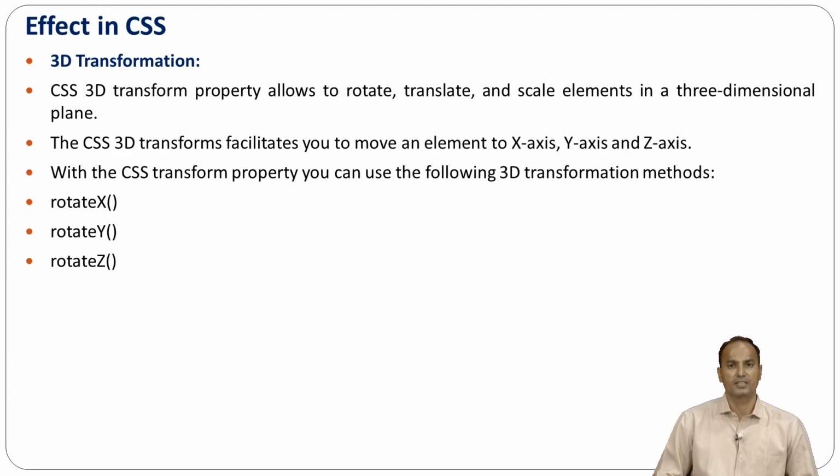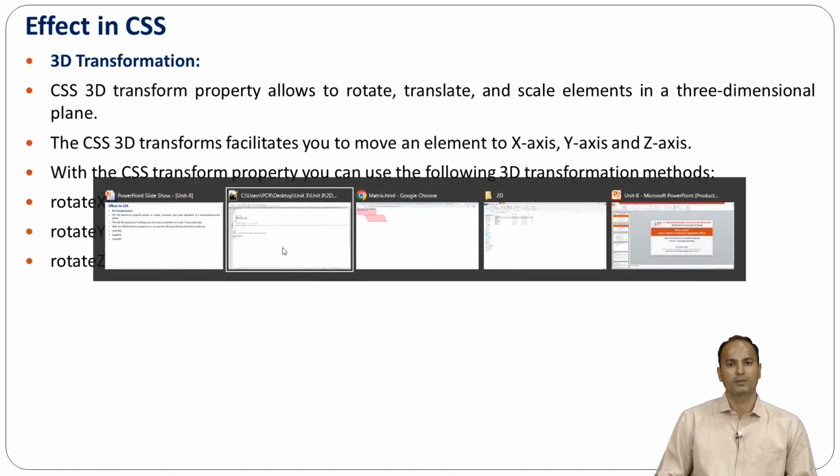Moving next is 3D transformation. The CSS 3D transform property allows you to rotate, translate and scale elements in a 3-dimensional manner. The CSS 3D transform facilitates you to move an element along the x-axis, y-axis and z-axis. With the CSS transform property, you can use the following 3 transformation methods: rotateX, rotateY and rotateZ. Let's try to understand the 3D mechanism using an example.